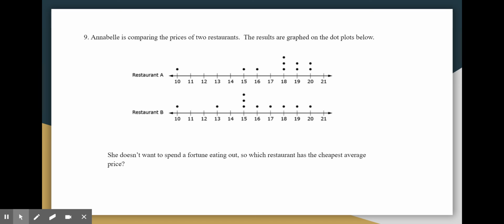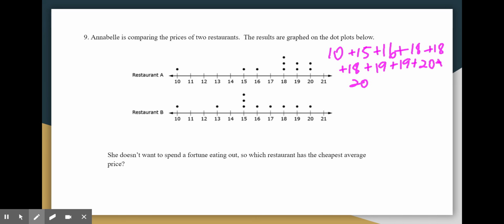Right, number 9 says Annabelle is comparing the prices of 2 restaurants. The results are graphed on the dot plots below. She doesn't want to spend a fortune eating out. So which restaurant has the cheapest average price? So we're getting the average, we add them all together. So for this one, I'm going to add 10 plus 15 plus 16 plus there's 3 18s. There's 2 19s. And there's 2 20s. So we do that. All right, so that equals 173. And then we're going to divide by how many pieces of data we have, which is 1, 2, 3, 4, 5, 6, 7, 8, 9, 10. And we get 17.3. That's the average for restaurant A.